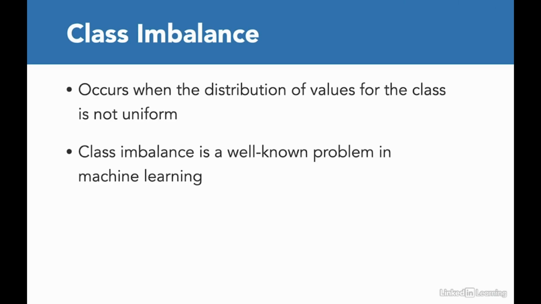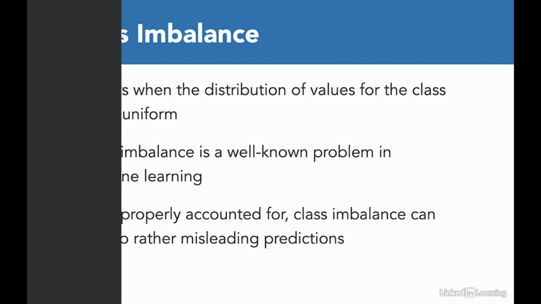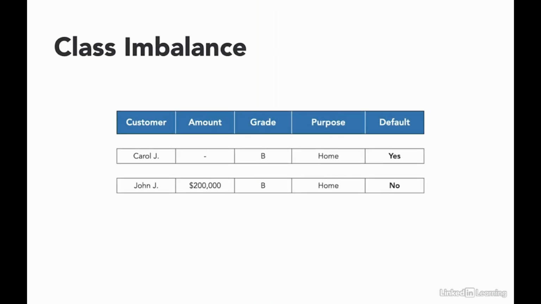Class imbalance is a well-known data quality problem in machine learning. If not properly accounted for, class imbalance can lead to rather misleading results because the machine learning model we build will not have an equal shot at learning the patterns that correspond to each class label. There are several ways to resolve class imbalance. One approach is to undersample the majority class. This means that we randomly remove some of the instances of the majority class in an attempt to even the class distribution.